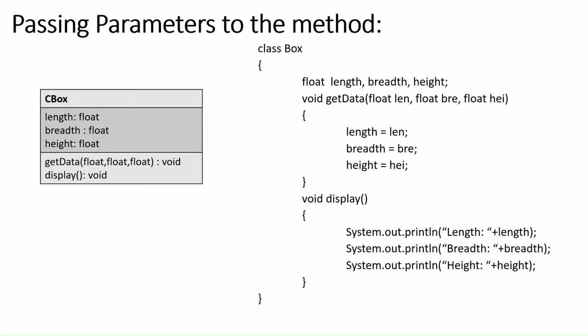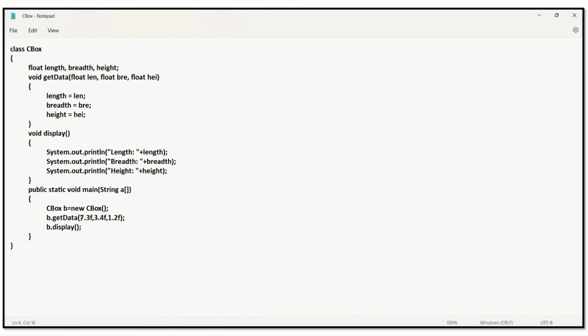The value that is stored in len is going to be assigned to the variable length. Similarly, the value stored in bre is going to be assigned to the variable breadth, and similarly for ha and height. As I said before, length is assigned with len, breadth is assigned with bre and height is assigned with ha. In the main method, I passed the values 7.3F, 3.4F and 1.2F, and those values got stored in len, bre and ha respectively, which are nothing but the local variables.